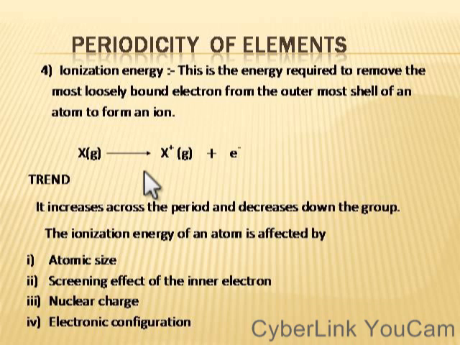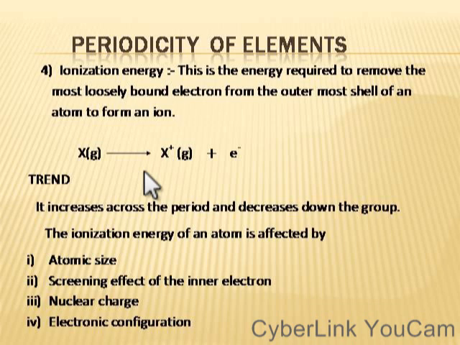The reason is that along the period, there is an increase in nuclear charge and a decrease in atomic size. The electron to be removed is therefore closer to the nucleus, so the attraction is very strong. That means the energy you have to apply to remove this electron will be greater.